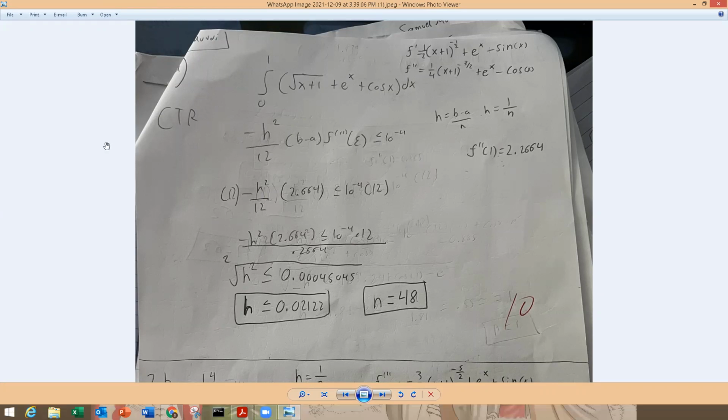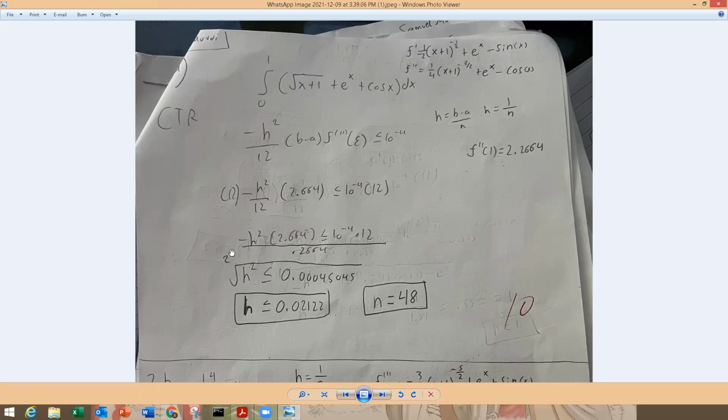So what I did here was I took 1 times the interval right here, and then I made it as large as possible. I have it right here, 2.664. Then I multiplied 12 by both sides, and then I divided everything by 2.664 so I could get h squared by itself. Then I got this.